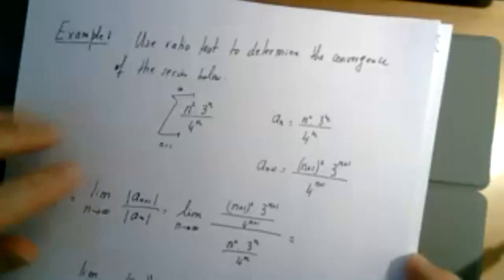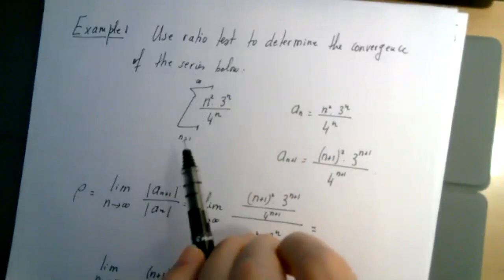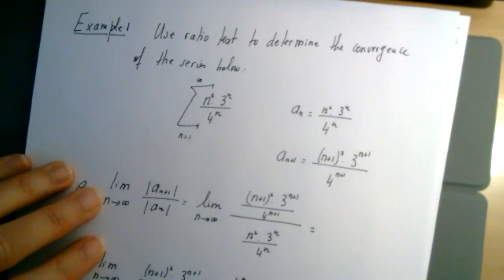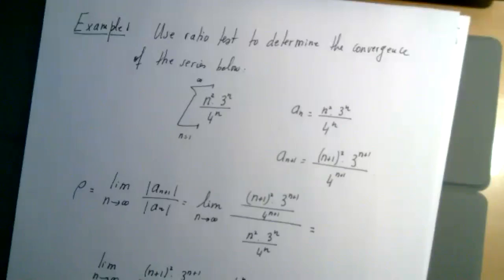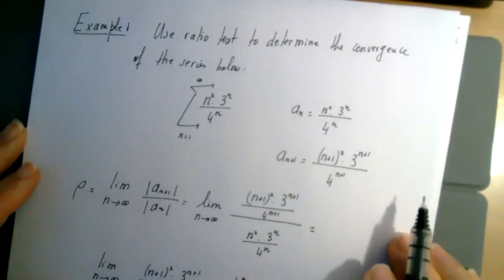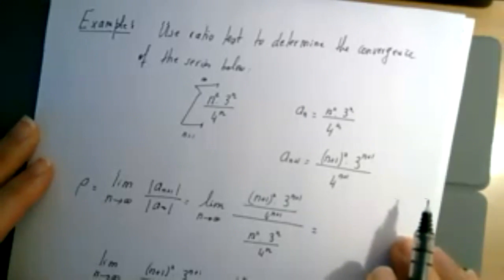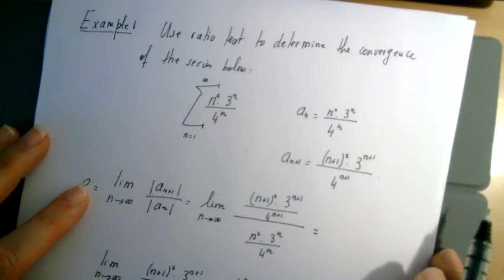Immediately practice. So I'm going to start with the following test. And this is my series. Sigma n squared over 3 to the n, 4 to the n. Can you see well, or do you want me to write bigger?